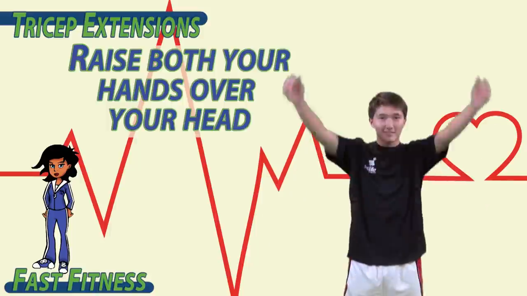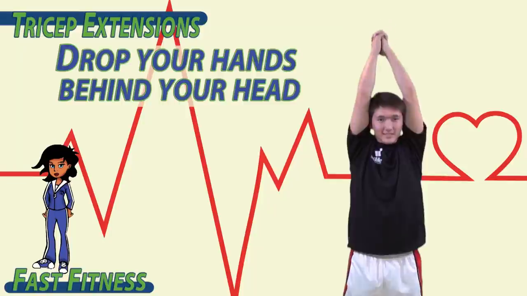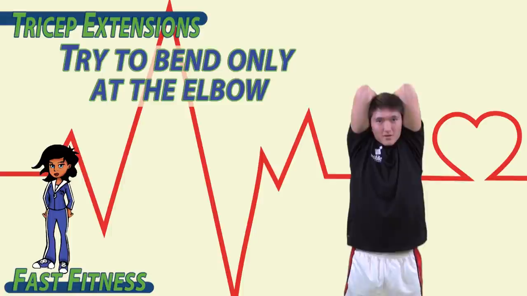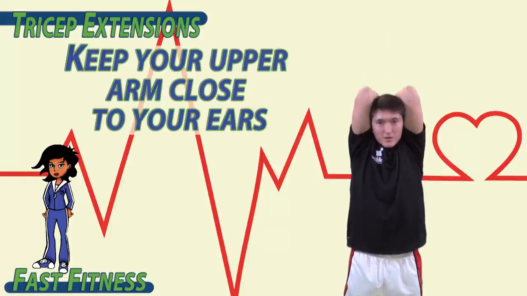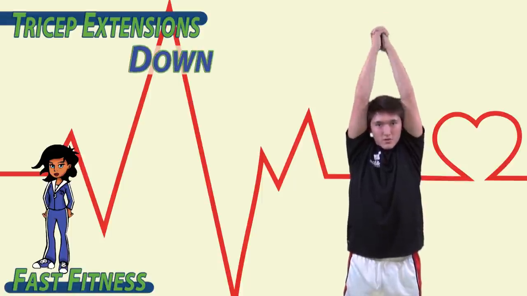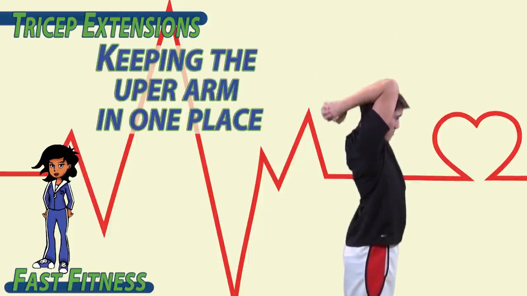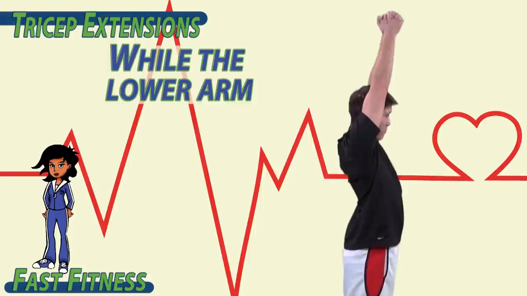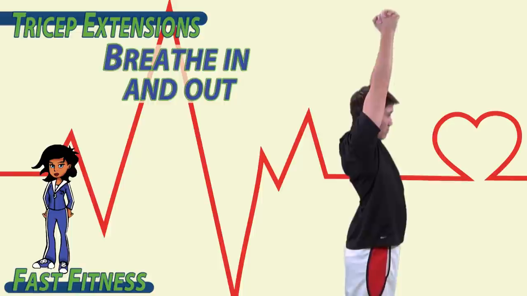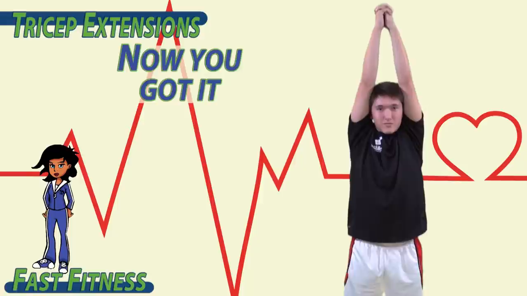To begin, raise both your hands over your head and interlock your fingers. Drop your hands behind your head, bending at the elbows, and then extend back up. Try to bend only at the elbow. Keep your upper arm close to your ears. Down, up, down, up. Keeping the upper arm in one place while the lower arm bends down behind your head and extends up above your head. Breathe in and out. Now you got it.